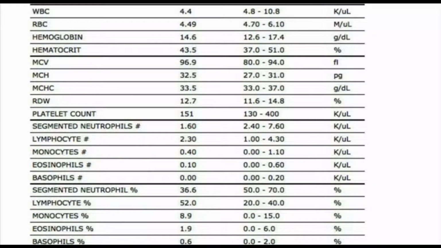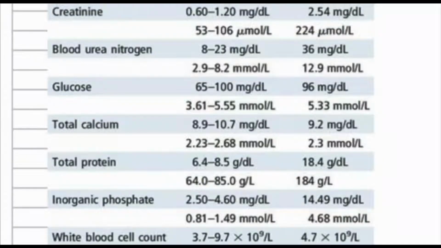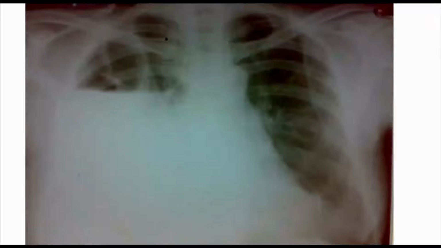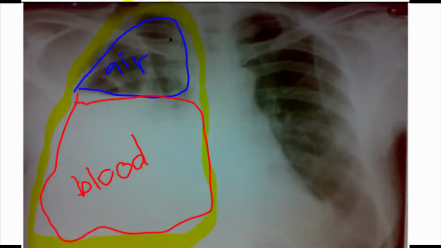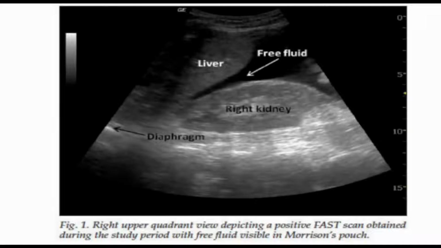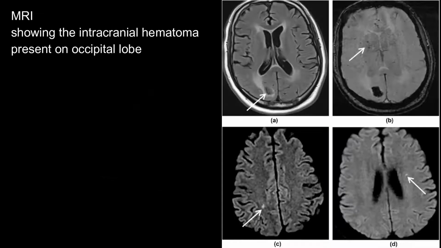On the lab results, we see that the patient has low RBC and WBC counts, and on the chest x-ray we can see that the patient has a fracture of the fourth rib on the right side, and we also see the presence of blood. On the ultrasound scan of the abdomen, we can see that the patient has hemoperitoneum.